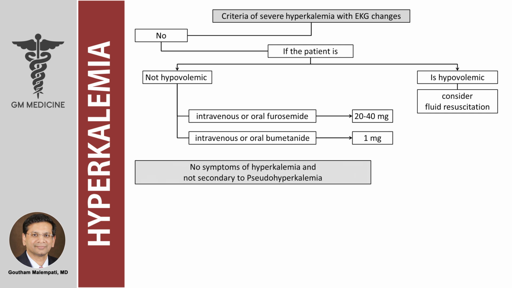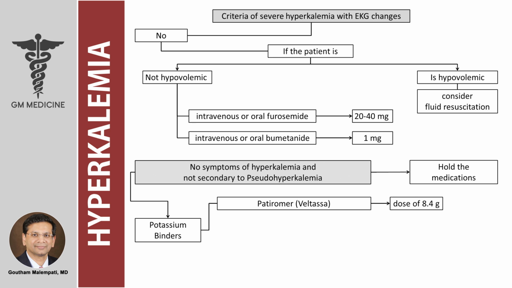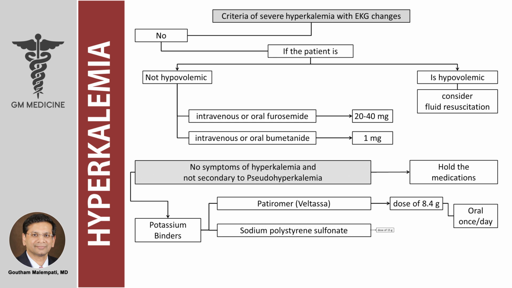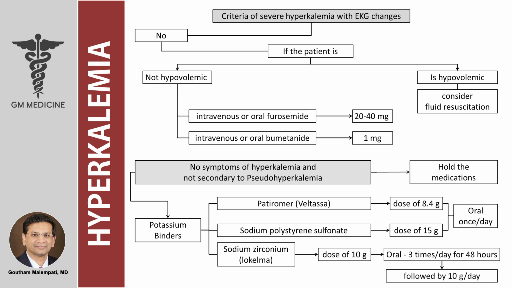If there are no symptoms or signs of hyperkalemia and if it is not secondary to pseudohyperkalemia, one should hold the medications that can contribute to hyperkalemia and then give potassium binders, which include patiromer, which is also called Veltassa, in a dose of 8.4 grams orally once per day, or sodium polystyrene sulfonate given in a dose of 15 grams orally once per day, or sodium zirconium, which is called Lokelma, given as 10 grams orally 3 times per day for 48 hours followed by 10 grams per day.